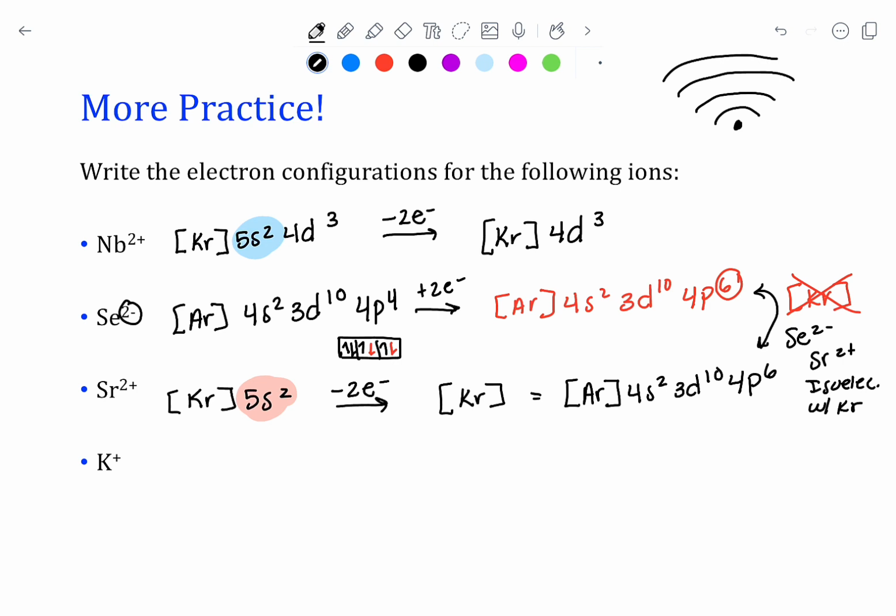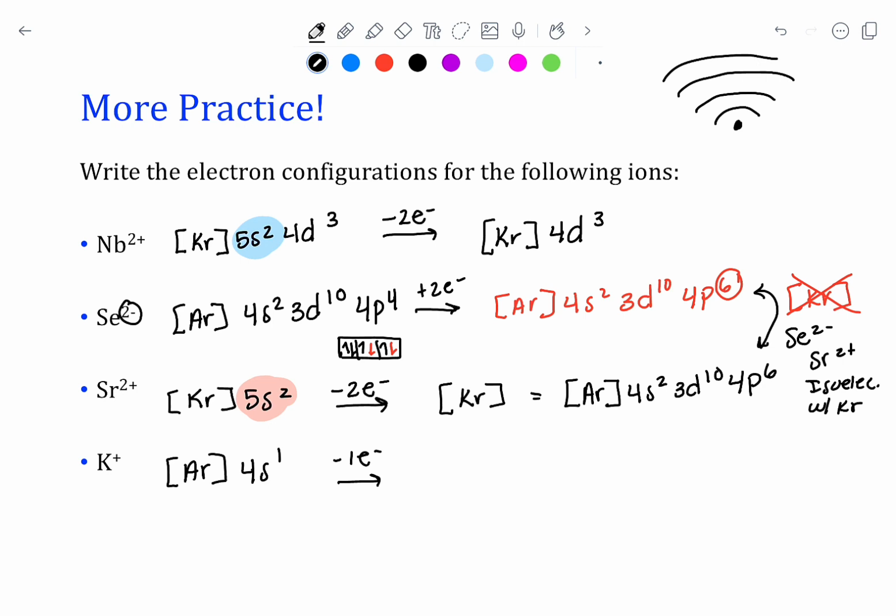Okay, finally we have potassium, K. K is potassium, element number 19, and its electron configuration is argon 4s1. And it has a 1+ charge. If it has a 1+ charge, that means we're subtracting off 1 electron so that we have more protons than electrons to leave us with a positive charge.